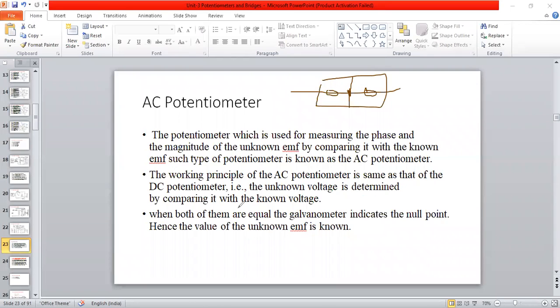So when both the unknown voltage and the known voltage are equal, the galvanometer indicates the null point here. Hence the value of the unknown EMF is known here. It means the unknown value is equal to the known value. Is the concept clear? Is it clear, or do you still have doubts?